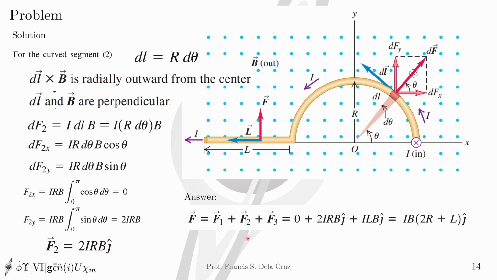And now, we're talking about the total magnetic force for the entire segment. We just add all of the forces that we got. So F1 is 0, then F2 is 2IRB j hat, and then F3 is ILB j hat, which is also along the y-axis.